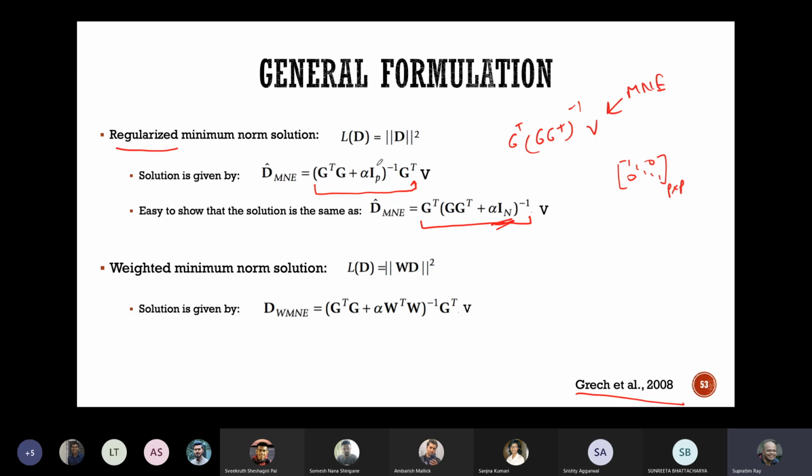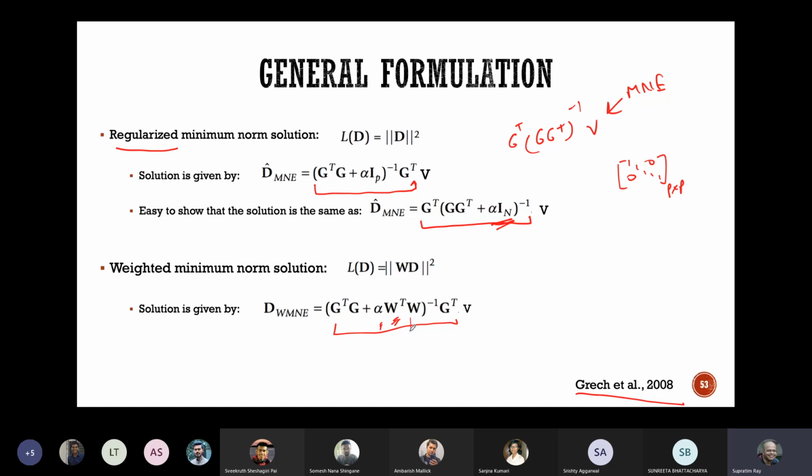So in this formulation, the weighted minimum norm solution just becomes this. Again, I'm not showing you how it is done. You can refer to Grech et al. and you find the math, it's involved. But the point is that you have a weight vector that you now need to specify. This is not something that you will get as a solution. You need to determine this, like alpha, based on biophysics and other considerations, such as how much weightage you should give to the deeper sources, for example.